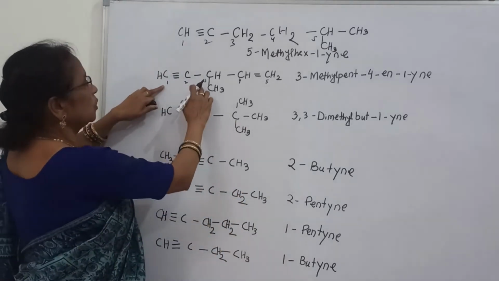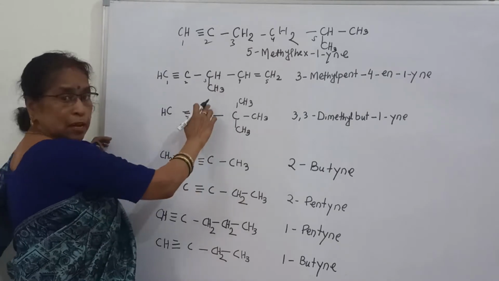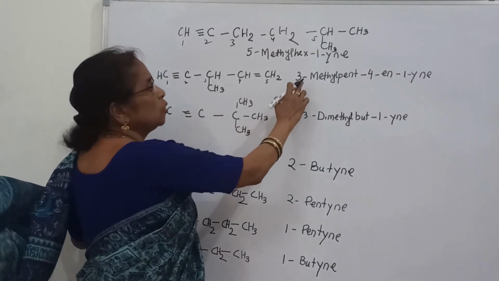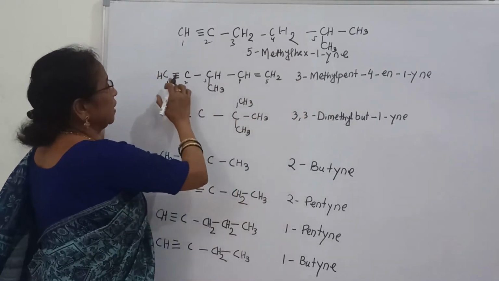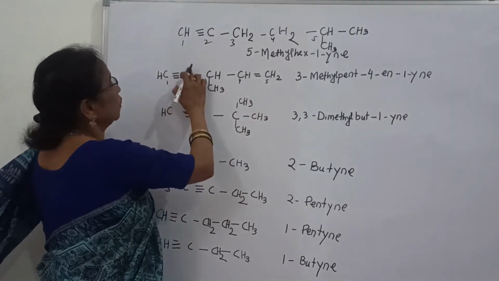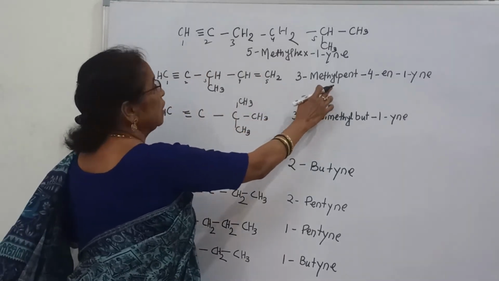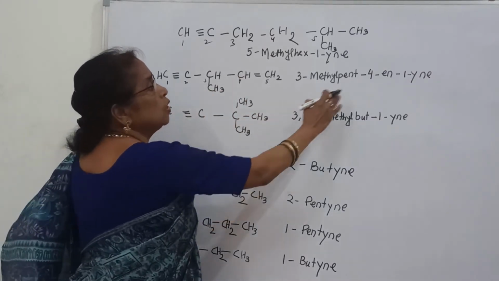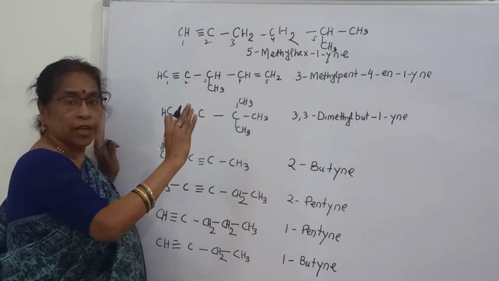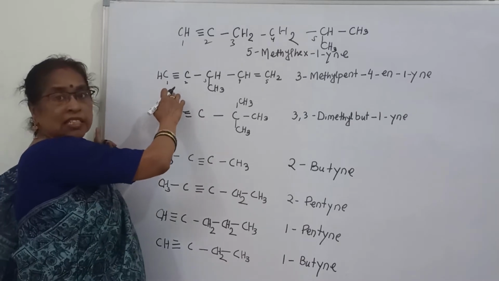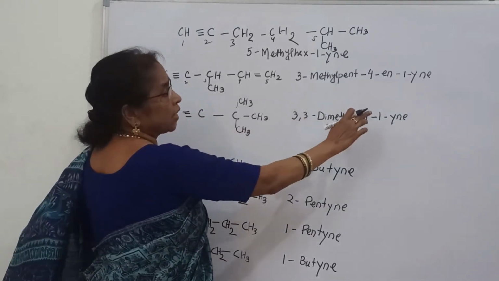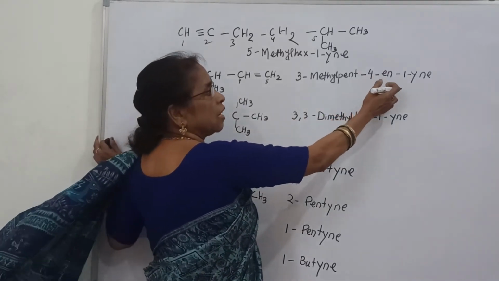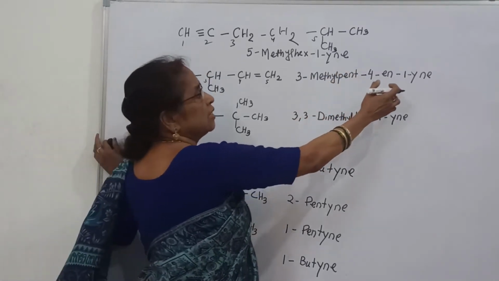So 1, 2, 3, 4, 5. And in the 3 position there is a methyl group. So 3-methyl pent. This is pent, 1, 2, 3, 4, 5, pent. 4-ene. After 4 there is a double bond, so it is 4-ene. And after 1 there is a triple bond, yne. But according to alphabetical order, ene comes first, then yne.